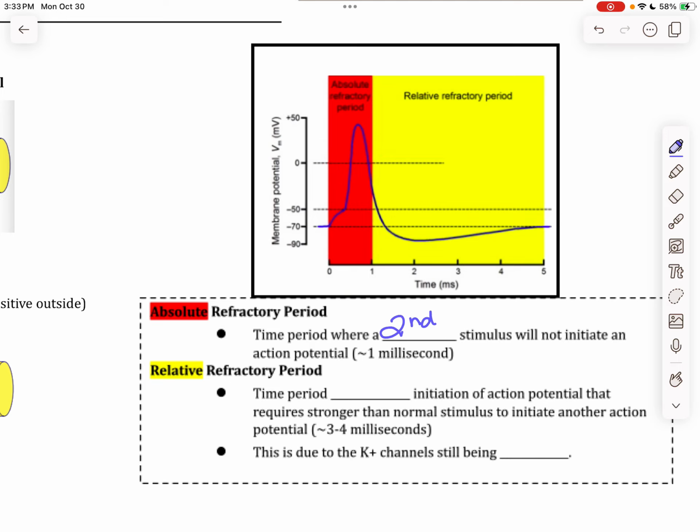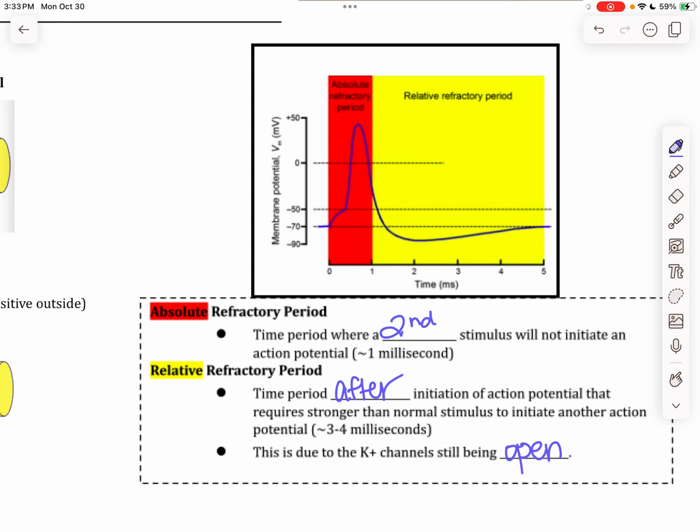I don't have the ability to do that because my neuron is not negative yet inside. So at any time after that, before we can fire again, is called the relative refractory period. That is the time period after the initiation of the action potential that requires a stronger than normal stimulus to initiate another action potential. So 3 to 4 milliseconds. And this is because the potassium channels are still open because they close so slowly.